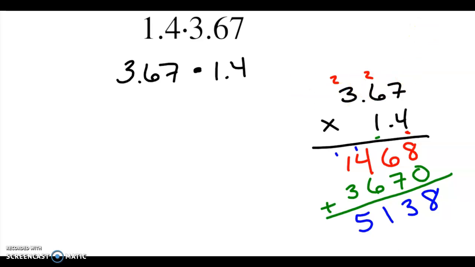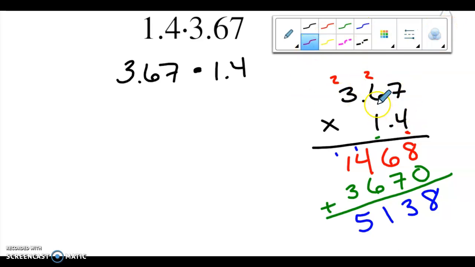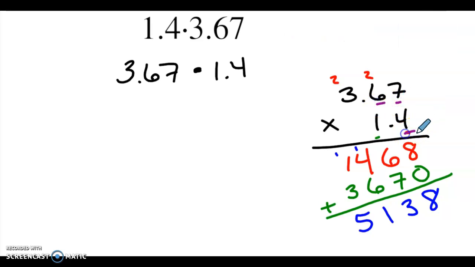Well, I've got, let me get a different color here. I got 1, 2, 3 places behind the decimal. That means I have to have 3 places. Does it go here? Nope, that's only 1 place. Here? Nope, that's 2 places. Here? Yes, that will be 1, 2, 3 places past the decimal. 5 and 138 thousandths.